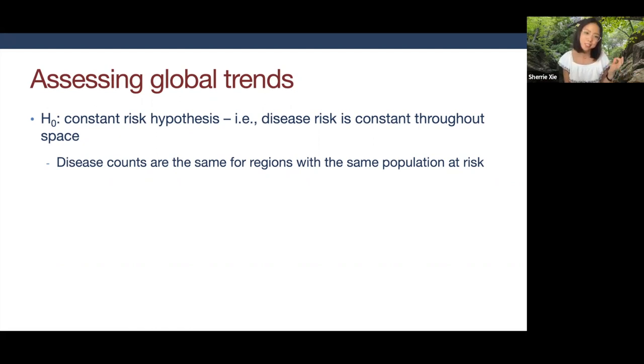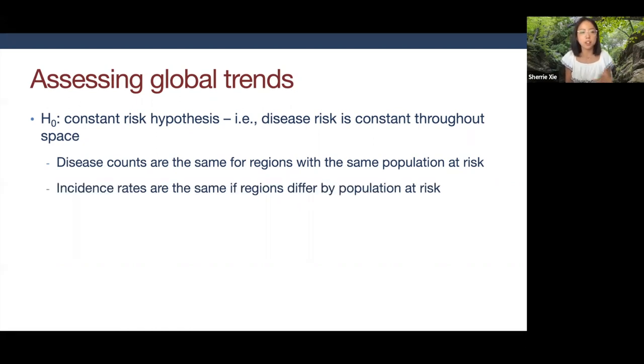It gets a little more complicated in the more real-world situation, where you have differences in your population at risk. You're not going to have exactly the same number of people living in all your different counties. In that situation, an easy solution is, instead of looking at disease counts, to look at population-normalized rates. You divide your disease or incidence count by the total number of people at risk.